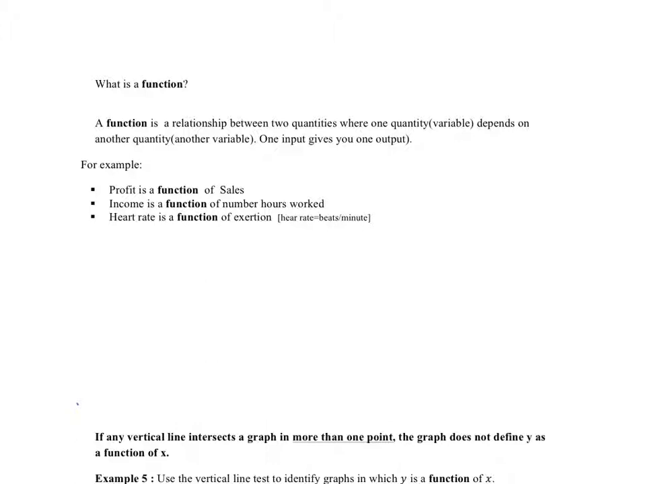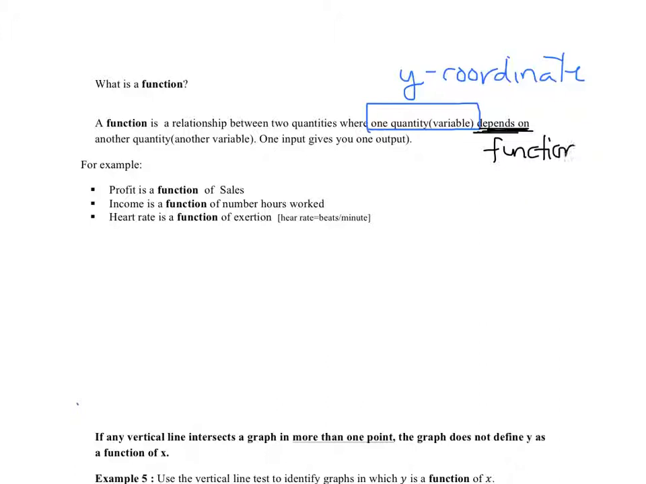So two quantities where one quantity, this guy, that's really my y coordinate, depends on, or another word for depends is it's a function of, another quantity, which is the other variable. So we have x, the x coordinate. So the y coordinate depends on the x coordinate.